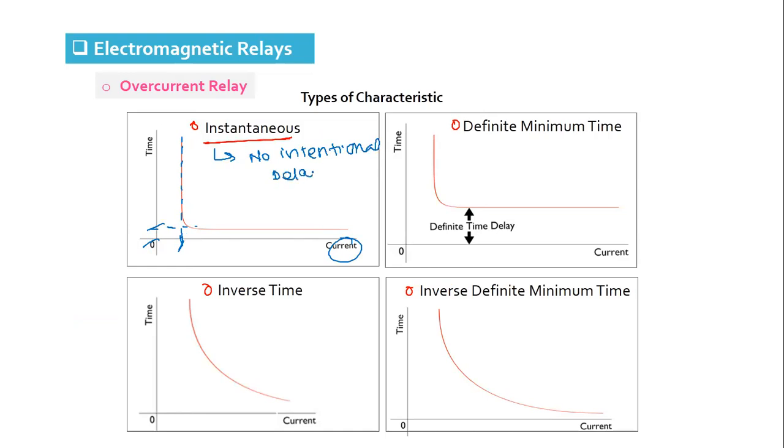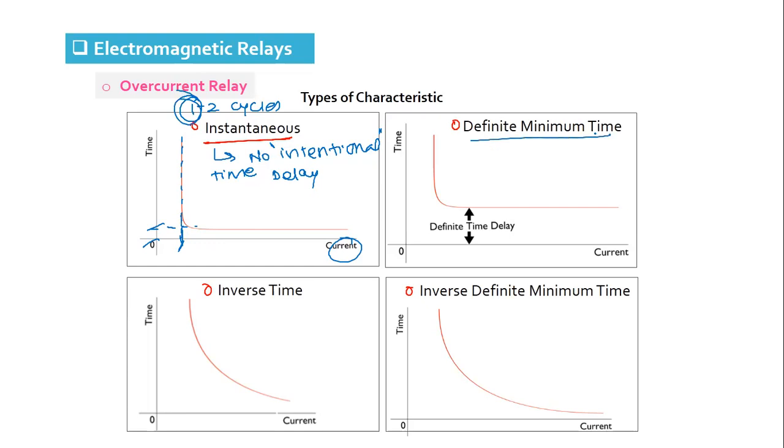So instantaneous relay means a relay which has no intentional time delay, which generally operates within 1 to 2 cycles. Generally, this relay operates within a cycle. Once the fault occurs and current is more than the set value, that is called the instantaneous relay. Remember, it is a relay which operates without any intentional time delay. We are not giving any intentional delay.